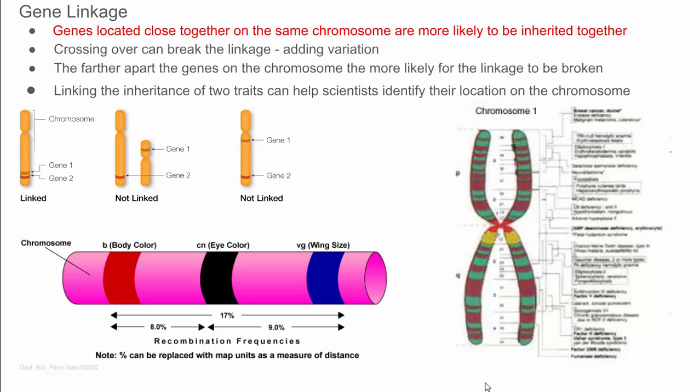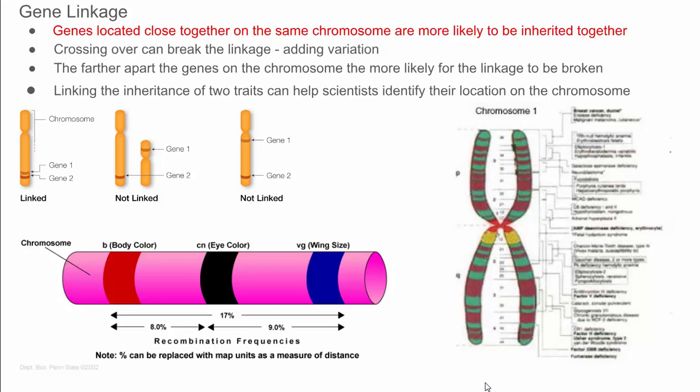So, which genes are more likely to be unlinked? These genes or these genes? Yeah, the bigger the gap between those two alleles, the more likely they're going to get split in crossing over. So, these genes are likely not to be split, because it's very unlikely that crossing over is going to happen to take place in this little space here between those two genes. So genes that are close are tightly linked, genes that are far apart are not. And obviously, if they're on different chromosomes, they're not linked at all.